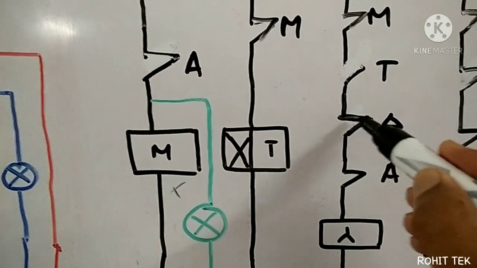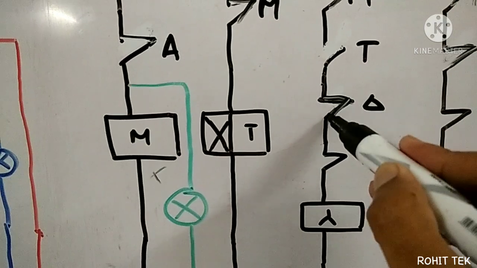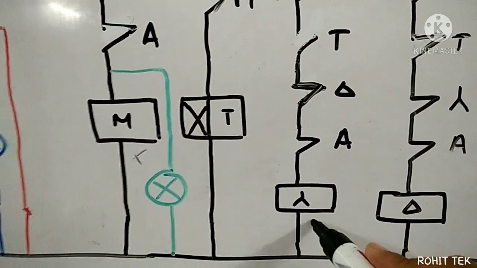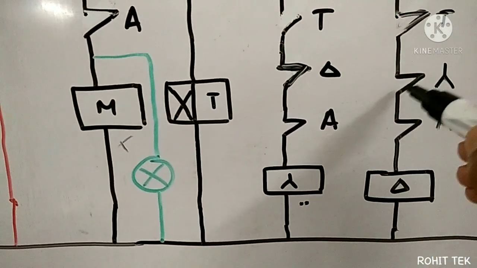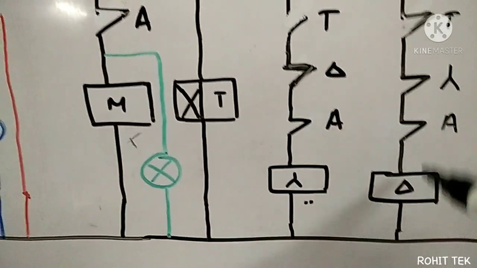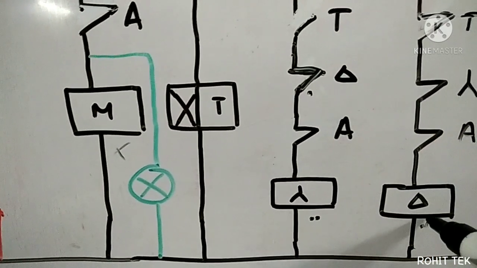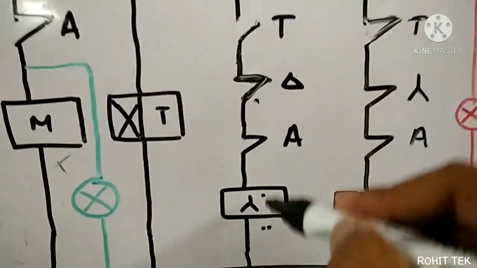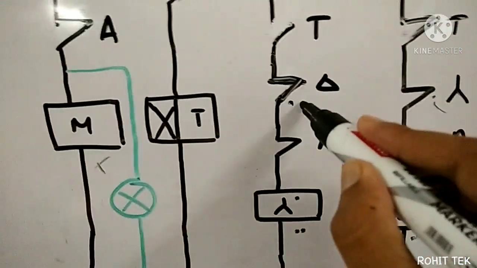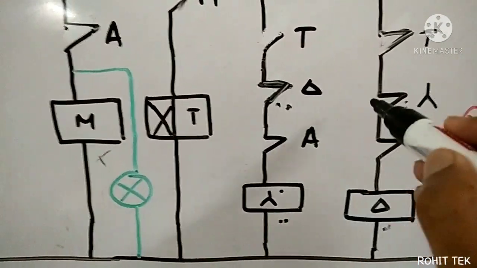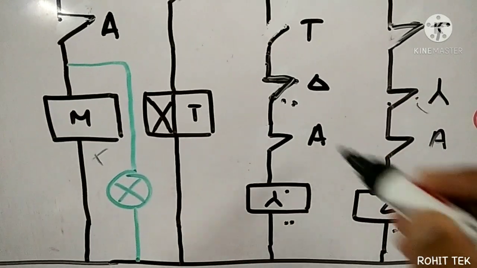Observe this. This is what I have done here. I am showing the interlocking system. See, I have incorporated the NC contact of the delta contactor with the Y contactor, and the NC contact of the star contactor with the delta contactor. What will happen? Why have I used these NC contacts here? Because to incorporate an interlocking mechanism.